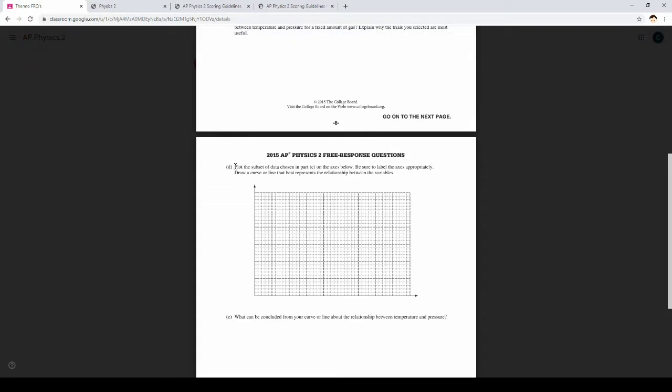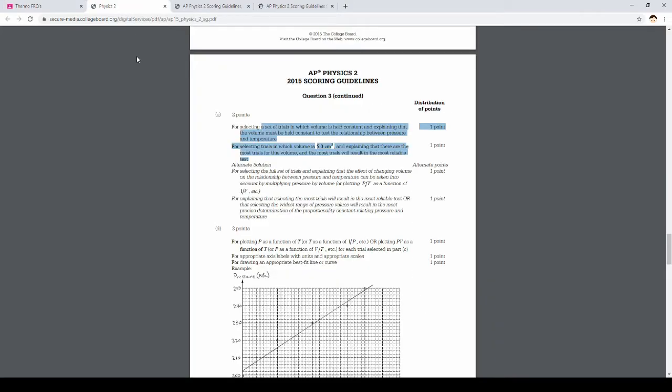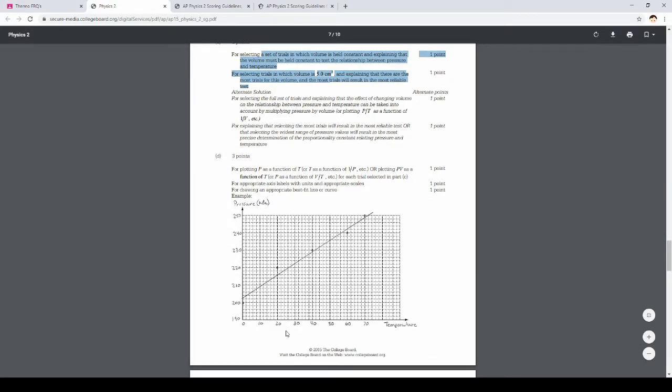Part D, plot the subset of data chosen in Part C on the axes below. Be sure to label the axes appropriately. Draw a curve or line that best represents the relationship between the variables. So here we're going to want probably a pressure versus temperature graph because we are changing the temperature of the water bath and that is affecting the pressure.